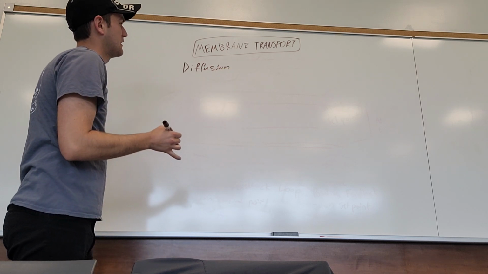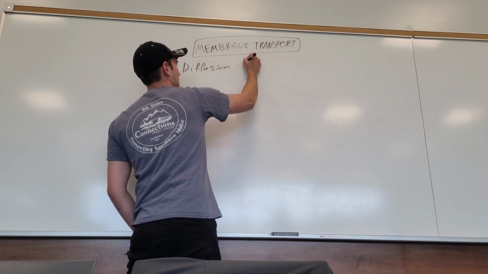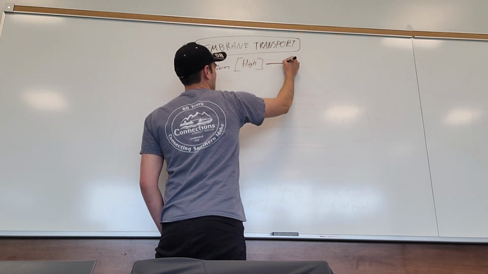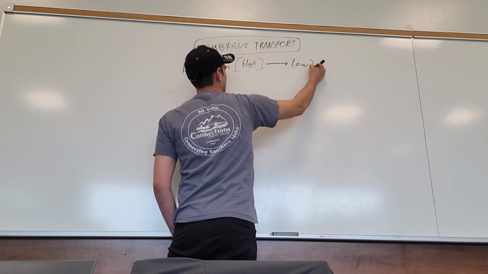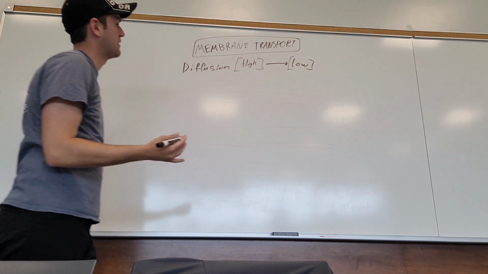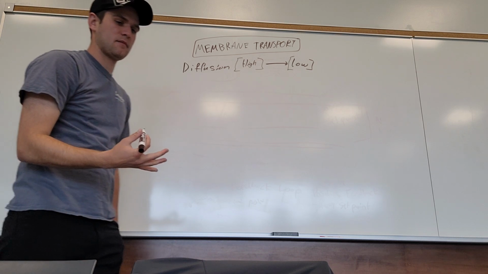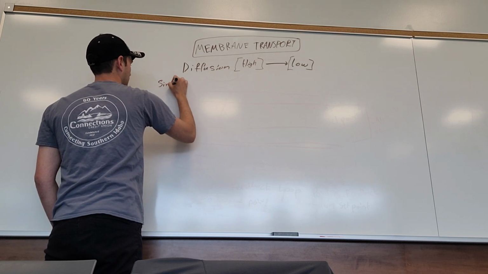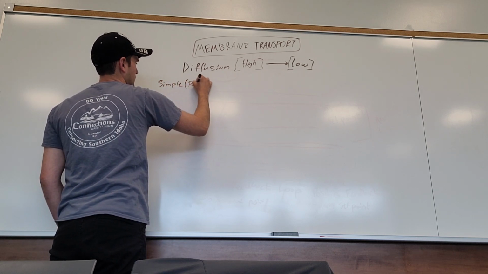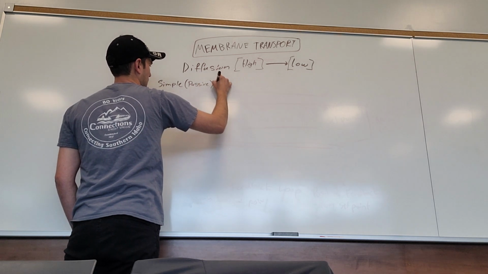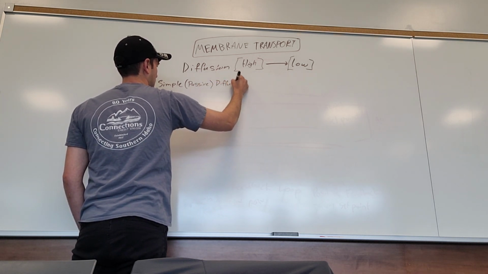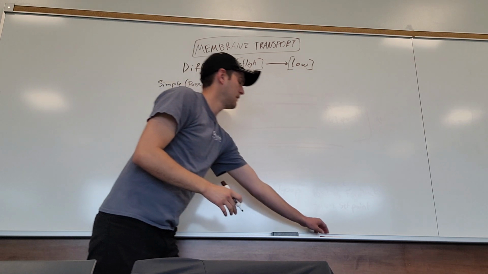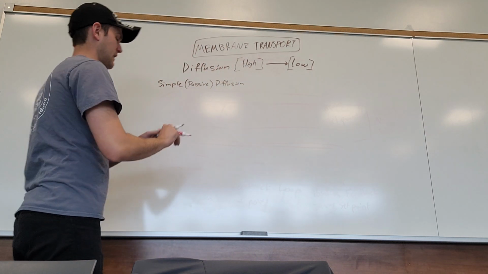Okay, now diffusion is just moving things from a high concentration to a low concentration. And all that we need is kinetic energy for that. Now there's two types of diffusion. We have what's called simple, or also passive, diffusion. And this is essentially when all that's needed is nothing. All that we need is this kinetic energy.